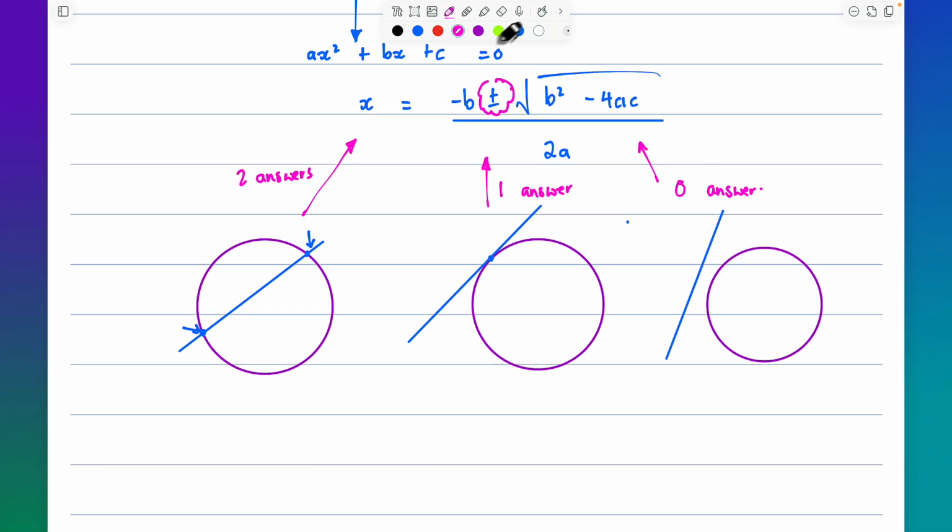So this is what they look like graphically. This is when you have 2 points of intersection. We're going to call that point of int. And then this is when your line is tangent to the circle. And then this is the case where you have 0 points of intersection.